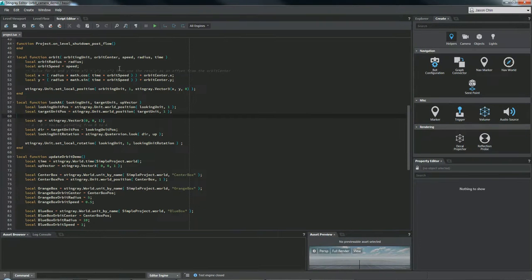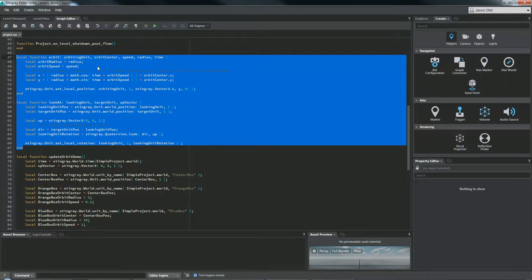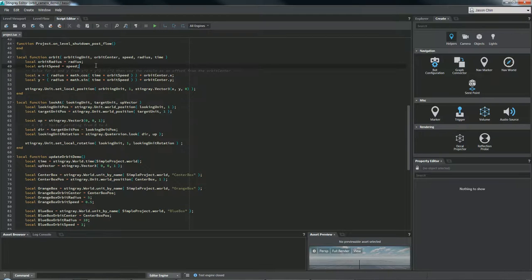All that functionality comes from these two functions that we wrote here: orbit and lookout. For orbit, we're going to solve for what we need out of this x squared plus y squared equals r squared formula, and that translates out to this formula here. I won't go too in depth about what that means, but just know that this is derived from this, and we're going to scale time by orbit speed to make it go faster or slower. Once we get all that, we're going to use it as an offset from the orbit center's position. Once we have the x and y that we want, which are relative to the orbit center position, we're going to use that to set the local position of whatever the orbiting unit is.